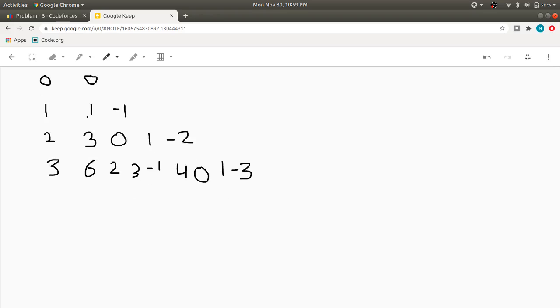So let's do a quick observation here. For 1, let's sort what I am having here. After sorting, I will get minus 1 and 1. For 2, after sorting, I'll get minus 2, 0, 1 and 3.